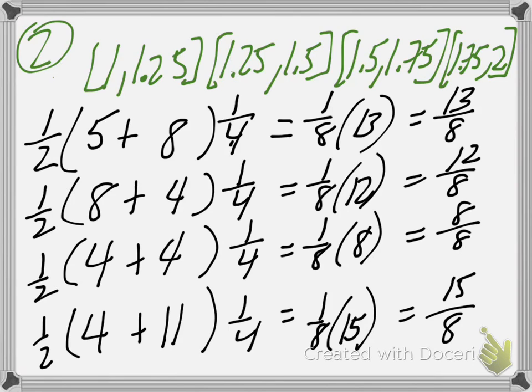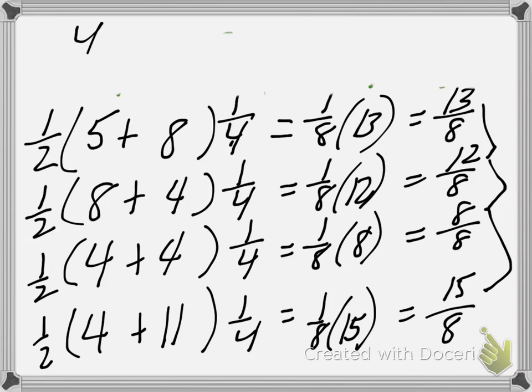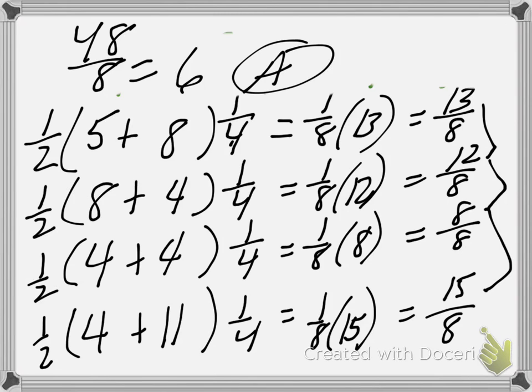Okay, so I'm not simplifying because they all have a common denominator now of 8. It'll be easier. So we have 13 plus 12 is 25. 25 plus 8 is 33. Then 48 over 8, which is equal to 6, and that was choice A.